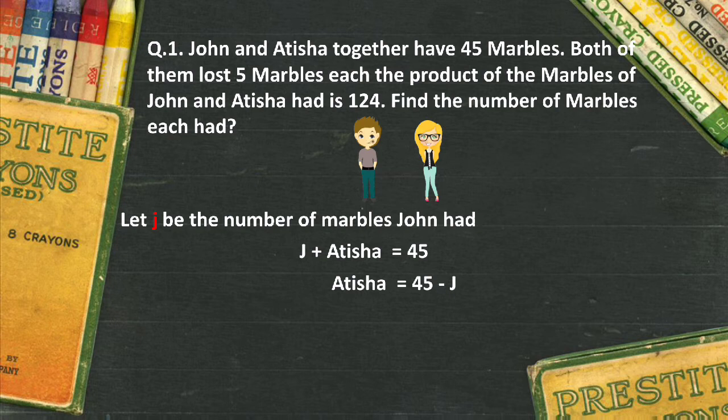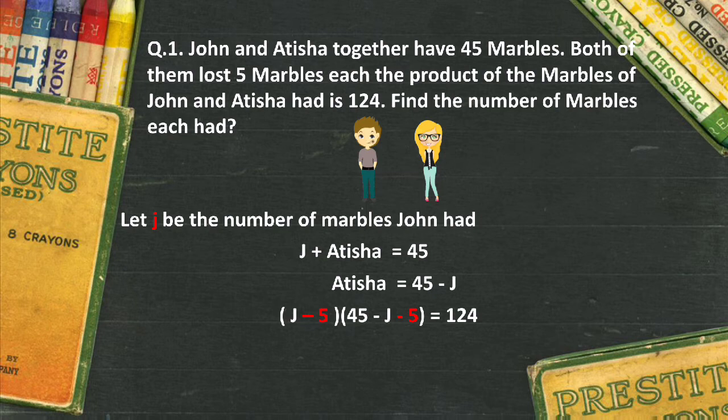That's the first part. In the question you are given that both of them lost 5 marbles each. So from the J marbles that John had, he lost 5, which becomes J minus 5. And Atisha had 45 minus J, and from that she lost 5 more marbles, so another 5. I've put both of those in red so that you can understand both of them lost those 5 marbles.